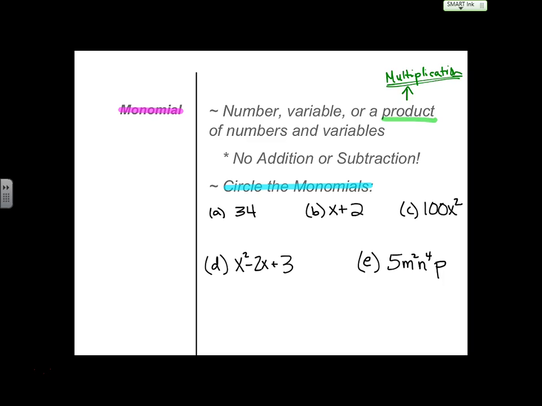I'm looking for someone to raise their hand to give me the yes or the no and why. Angel, what do you think about A? Why? Exactly. Good job. You guys can circle A. It's a monomial.